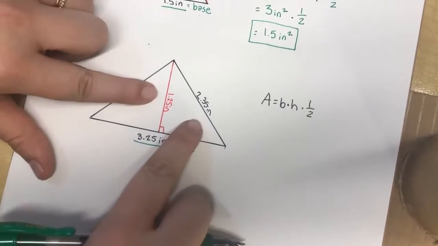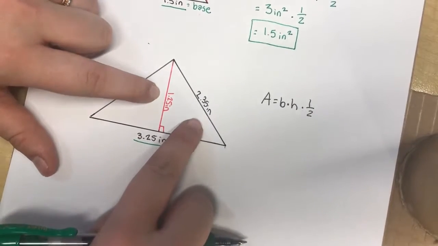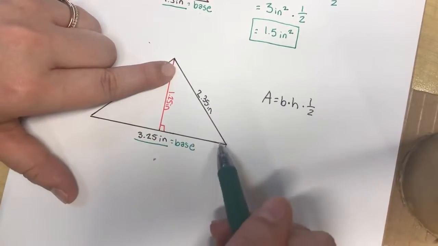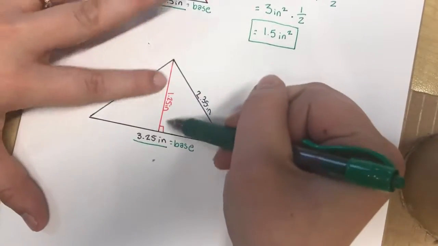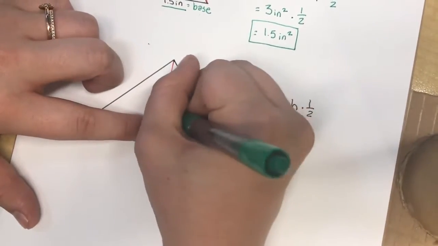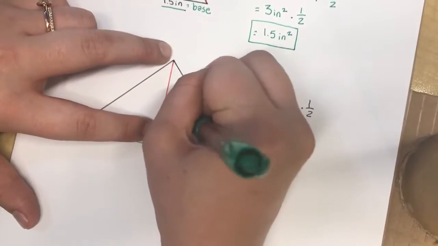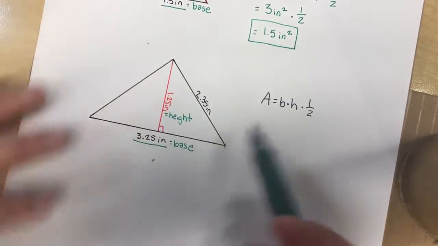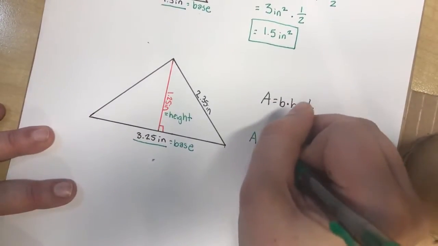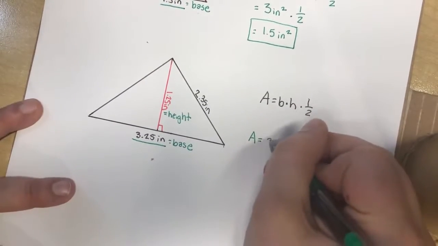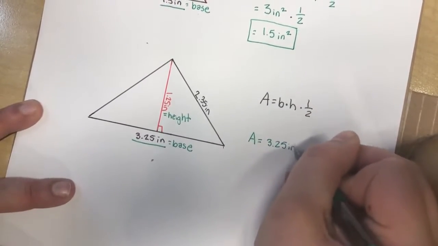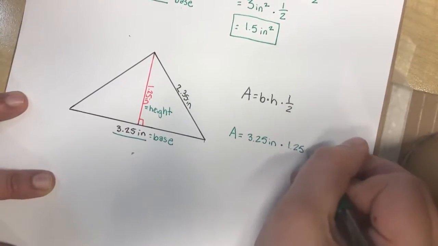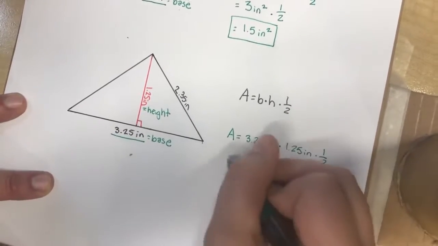Okay. And then I have two other measurements to choose from, but I need to remember that the height has to be perpendicular to the base. So it can't be this one because this one doesn't form a right angle here. It must be this one. Okay, so this is my height. Okay, and then we need to plug it into our formula. Base is 3.25 inches times our height, which is 1.25 inches, times 1/2.